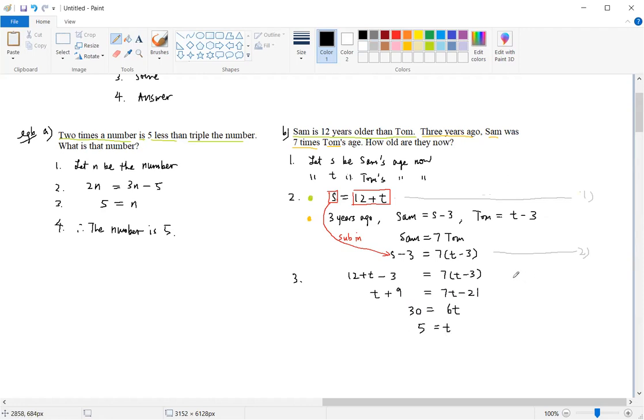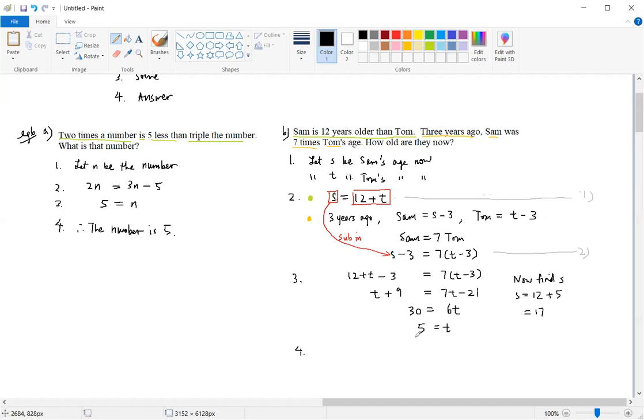After we find T, we find S. S is right here, 12 plus T. So while T is 5, then S will be 17. Okay, so we easily answer it because you don't have to go back to what X stood for again. Just use the nicer, more convenient letter.